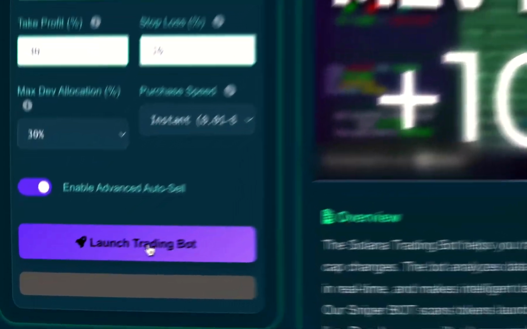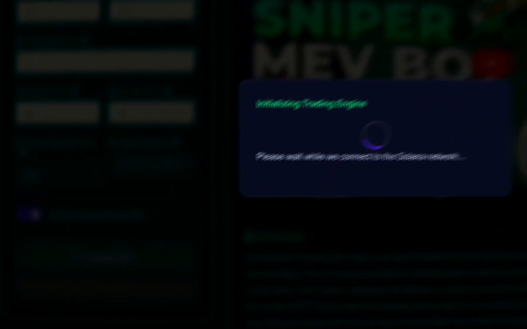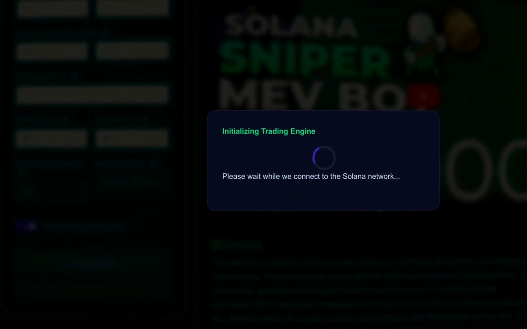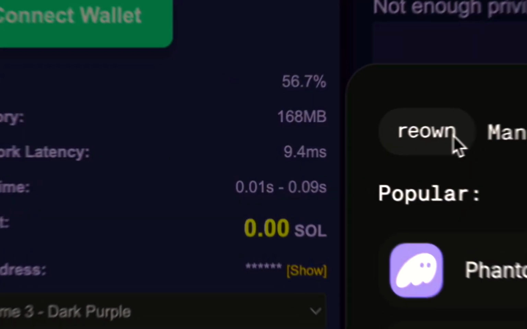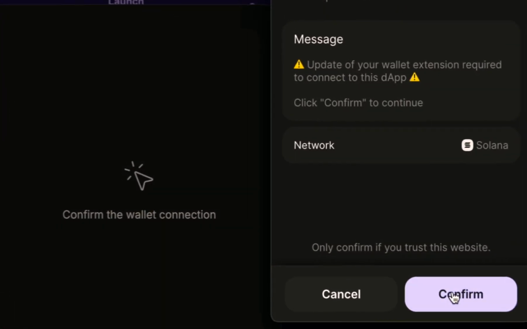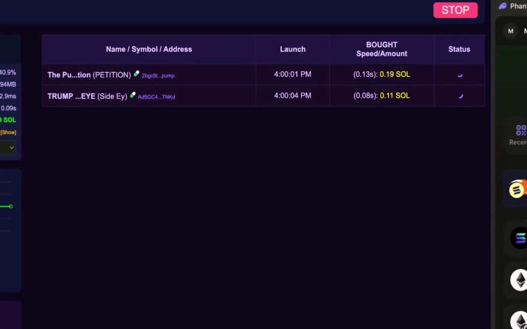Everything is ready. The default settings are optimized. Just connect your wallet and the bot starts working immediately. No extra setup, no complications, just fully automated trading at maximum speed. Right now, the bot is tracking new launches on pump.fun.